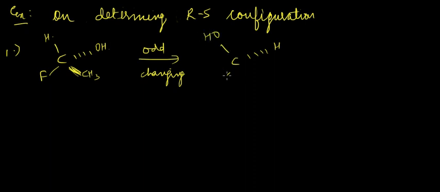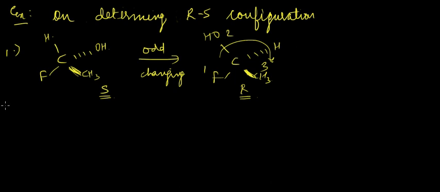And why are we doing it? Because the least priority group should be on the dash. Okay, so this is wedge. So what is the order? First, second, and third. So this configuration is actually R, but we changed an odd pair, so this would be S.